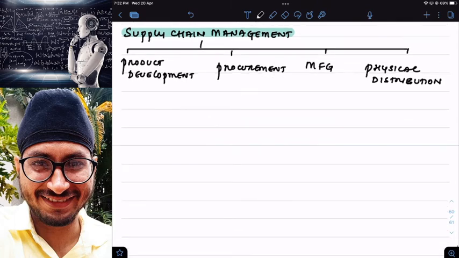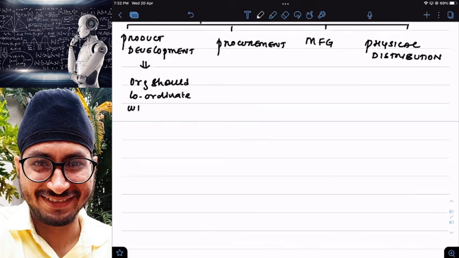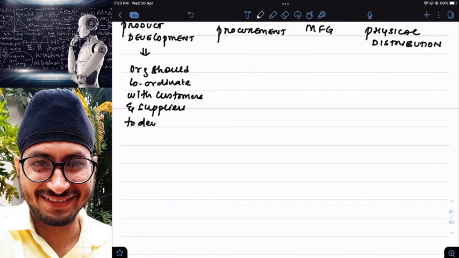So, product development means I should develop the product after talking to customers. Never develop the product you want to develop. Always develop the product your customers want from you. That is why the organization should coordinate with whom? With customers and suppliers, to develop the right product.